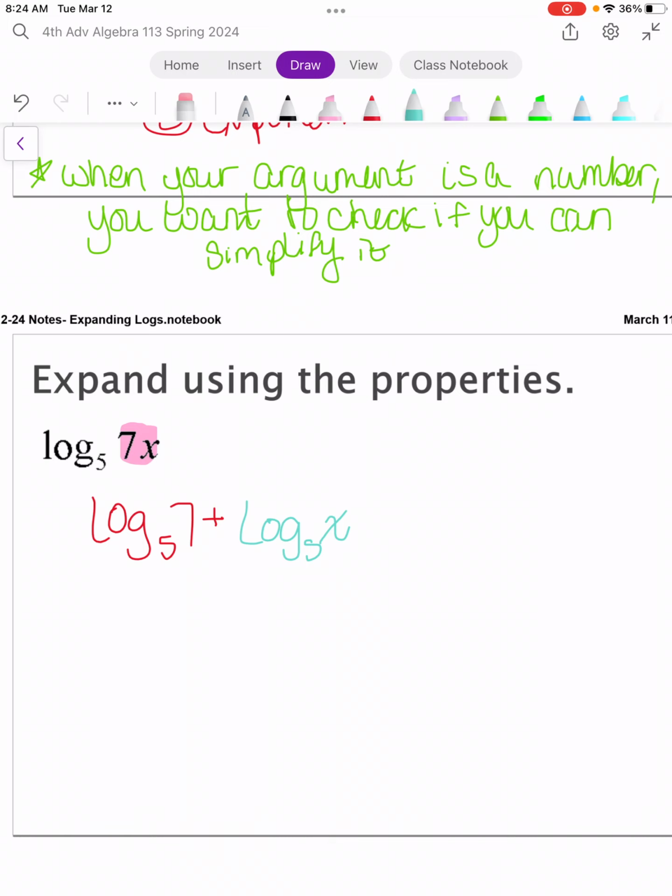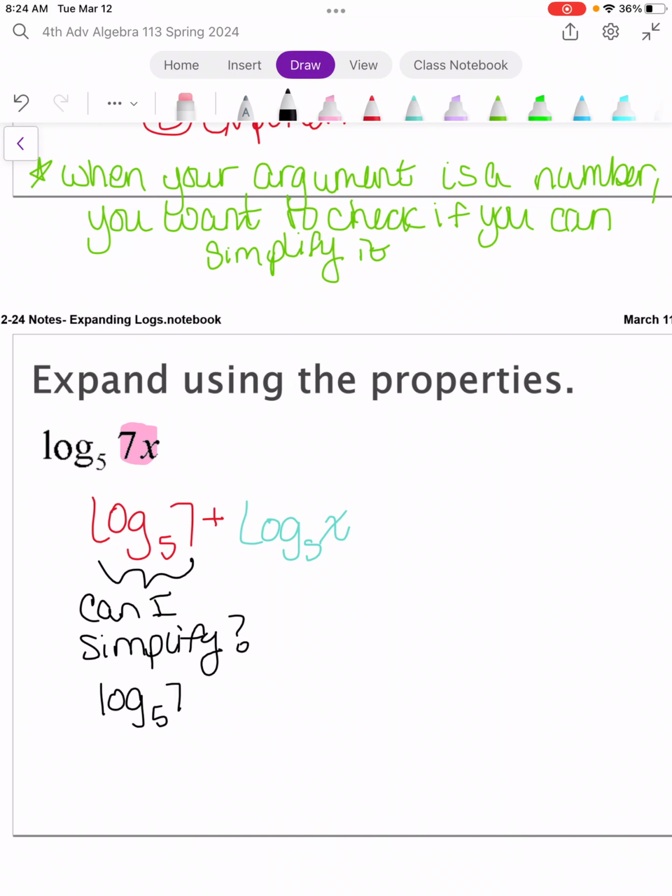Now, I want to make sure log base 5 of 7, can I simplify this? So if I were to simplify this or evaluate it, let's say it's equal to something, 5 to some power equals 7? No. I have 5 squared is 25, I have 5 cubed is 125, so this cannot be simplified. So this is my answer here.